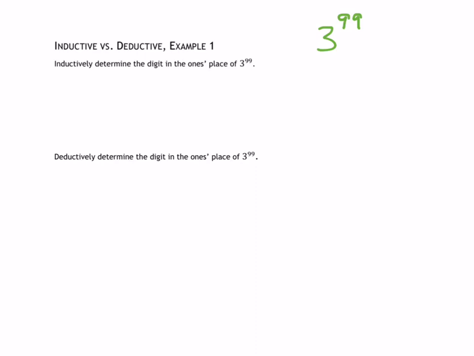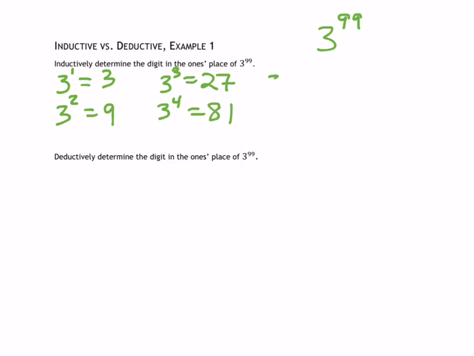Let's begin with the different powers of 3. Maybe we start with 3 to the first, and that's 3. Then 3 squared is 9. 3 cubed is 27. 3 to the fourth is 81. 3 to the fifth is 243. And 3 to the sixth is 729, and so forth.